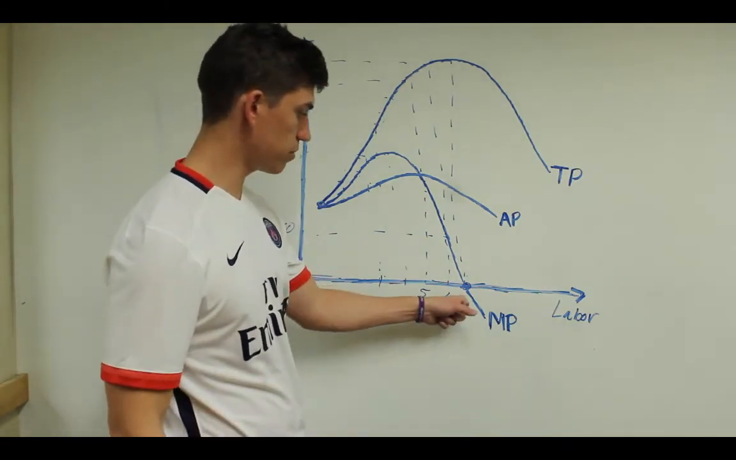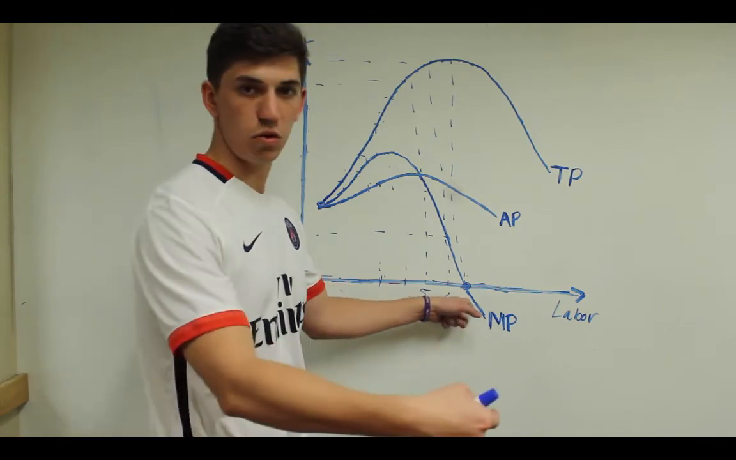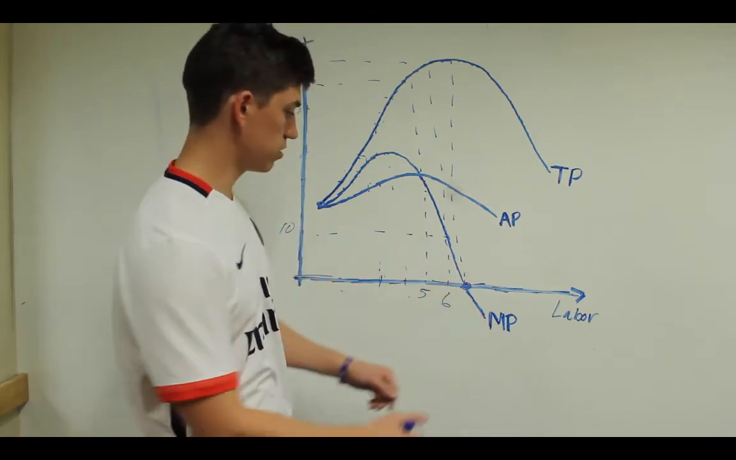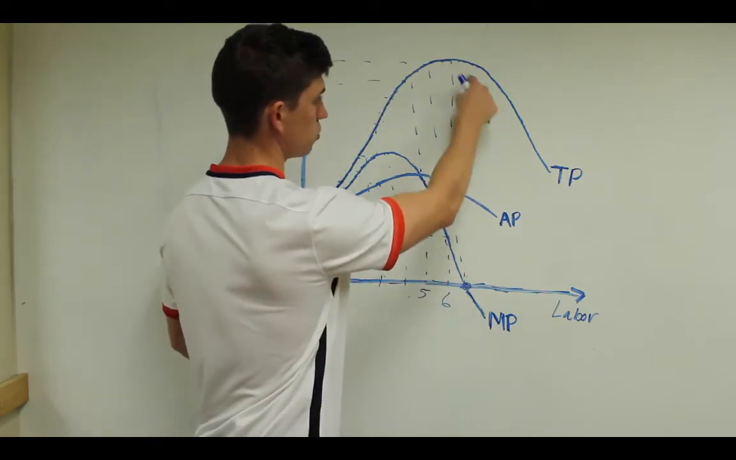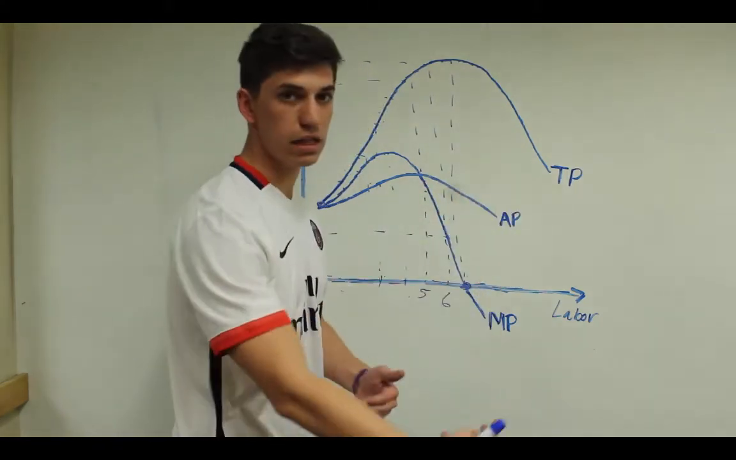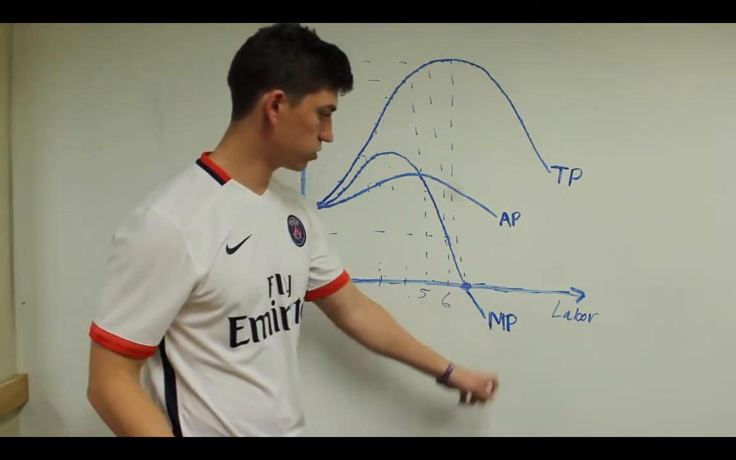But as soon as this number becomes 0, I switch from adding total output with labor to losing it. So when marginal product becomes negative, the slope of this line should start decreasing now. Because now when I add labor, it's decreasing my total product, which means I have a negative marginal product, which is this region here.